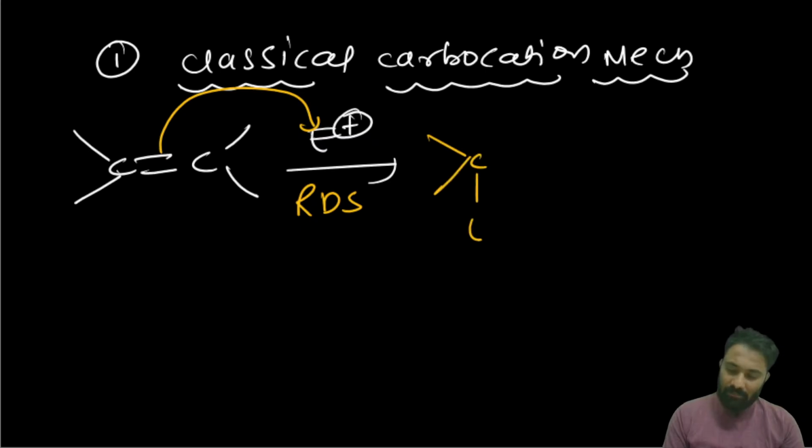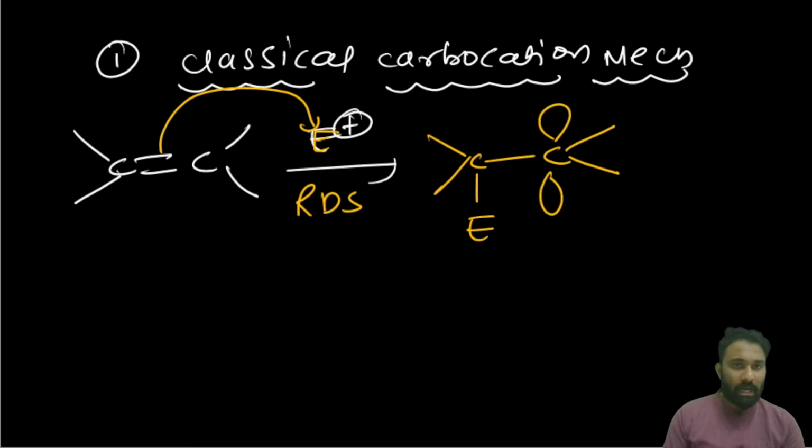Here, when this carbon has attacked this electrophile, it will be added. Now one of the carbons will get the positive charge. This is an sp2 carbon, we know, and we are having one vacant orbital. That vacant p orbital will be there, right?